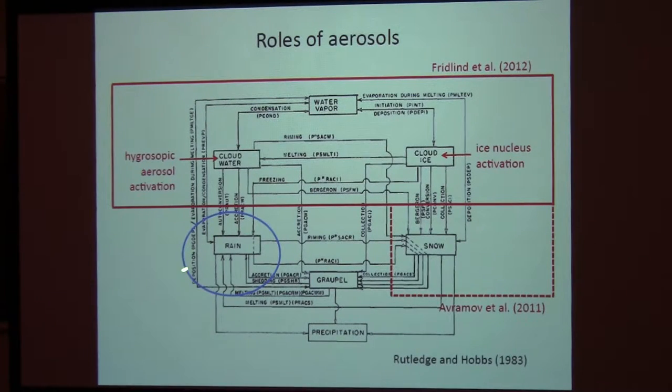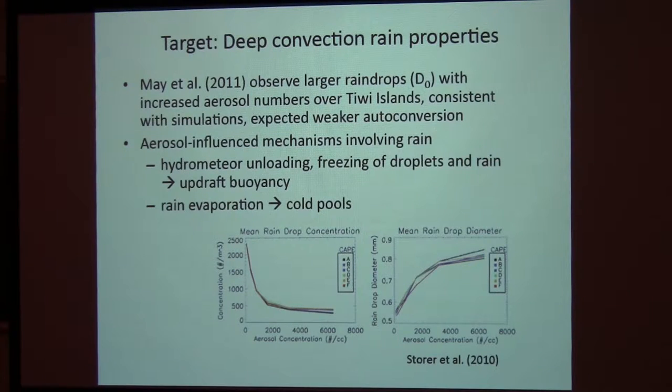So what I'm going to do today is zero in on the properties of rain. Why do we care about the properties of rain in deep convection? Peter May and colleagues observed larger raindrops with increased aerosol numbers over the Tiwi Islands, using polarimetric radar retrievals, and these were consistent with simulations and expected weaker autoconversion. In other words, it's harder to form rain, and I'll say a little more in a second. Aerosol influence mechanisms involving rain in the literature include hydrometeor unloading, freezing of raindrops, increasing updraft buoyancy, and rain evaporation influencing cold pools.